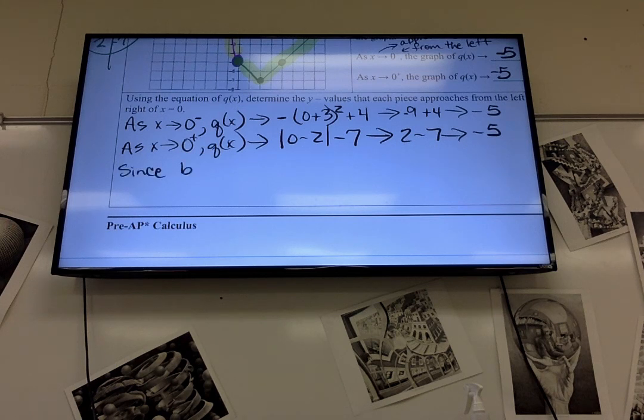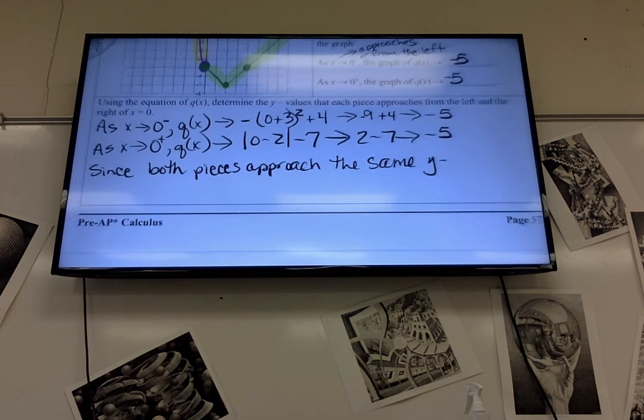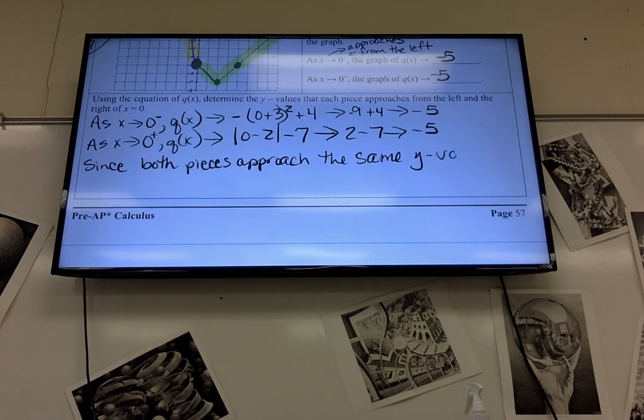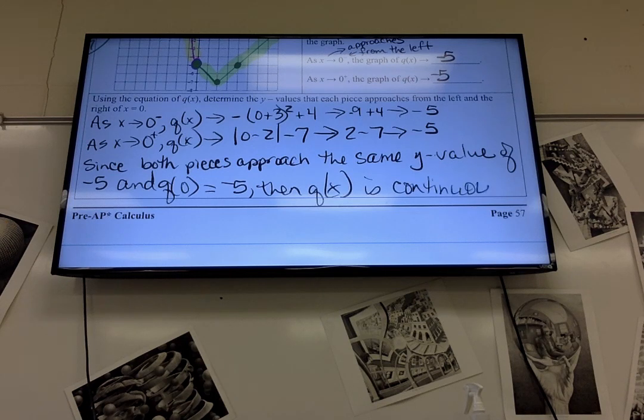2 minus 7, which is negative 5. So since both pieces approach the same y value of negative 5, and q of 0 is indeed negative 5, then q of x is continuous at x equals 0.